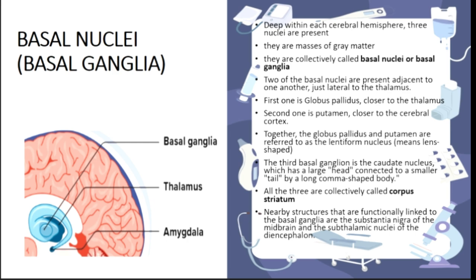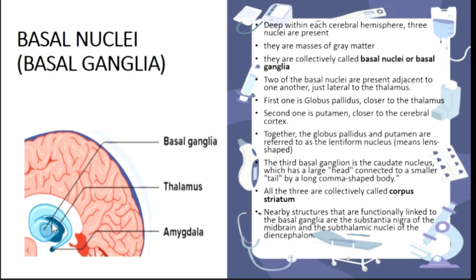So of the basal nuclei, the first one is the globus pallidus, which is close to the thalamus. So in this picture, see carefully, there is a light blue colored part, right? The light blue colored part, the back of that is the thalamus. So the part present in this is called the globus pallidus.